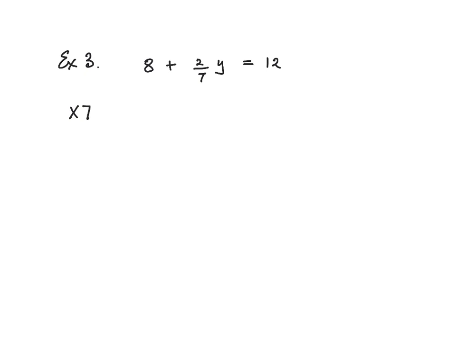So what we're going to multiply? Well, we're going to multiply this 8. We're going to multiply the 2, the numerator of the fraction. And we're going to multiply the 12. Now you need to be careful, because very often mistakes result from the fact that people forget to multiply a term. So 7 8s are 56, 7 2s are 14, and 7 12s are 84.